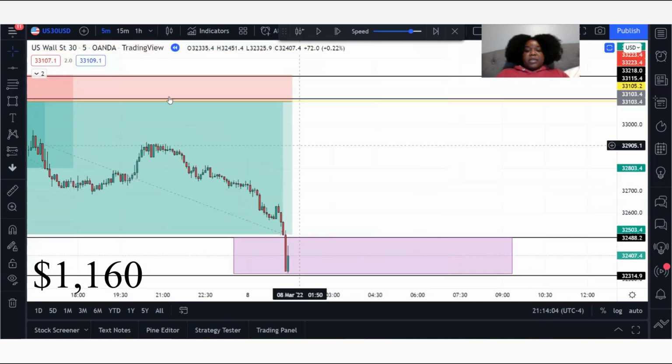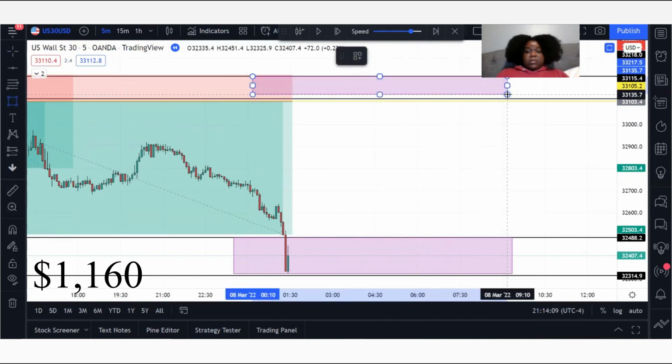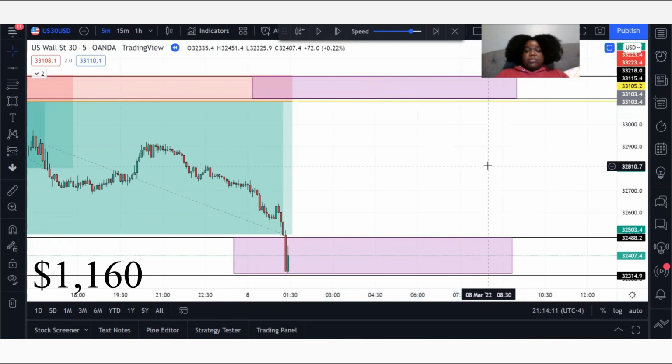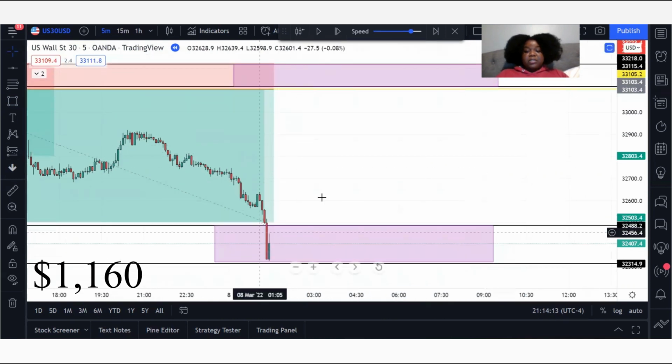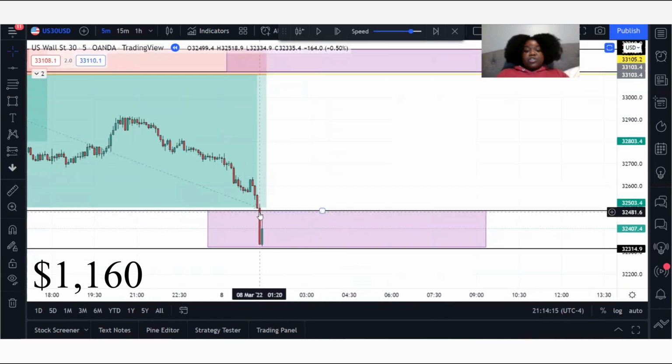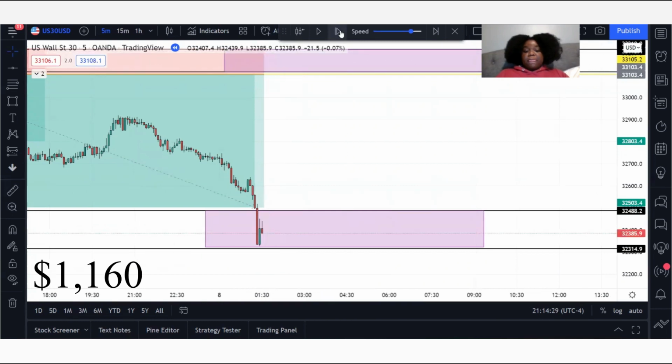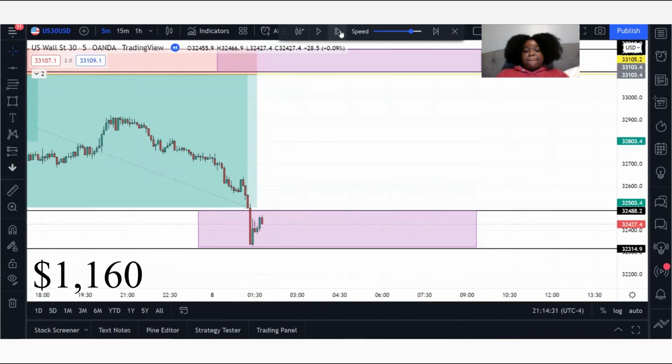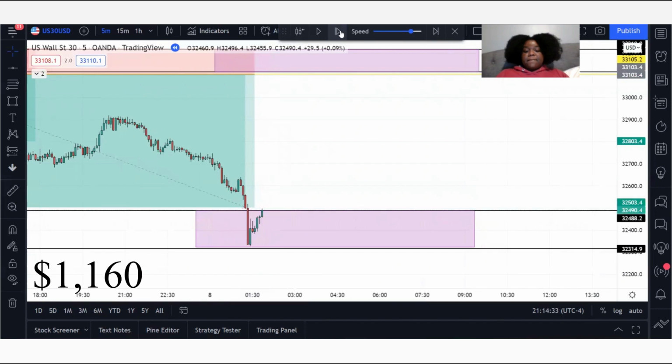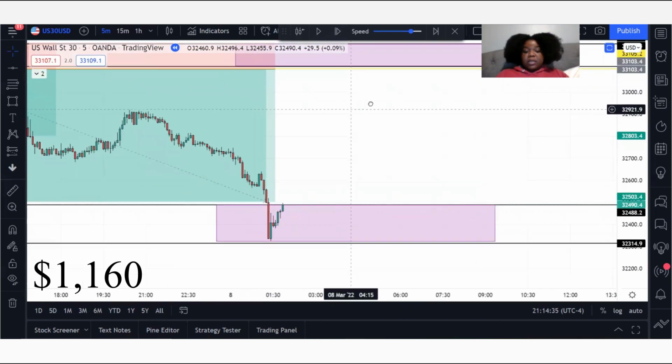This is now my zone down here and up here. So what I want to see happen right now is either we get another strong bearish candle that comes all the way down and breaks this zone, or I see a bullish candle that breaks on the upside. Let's see. Looks like we're going to get it.